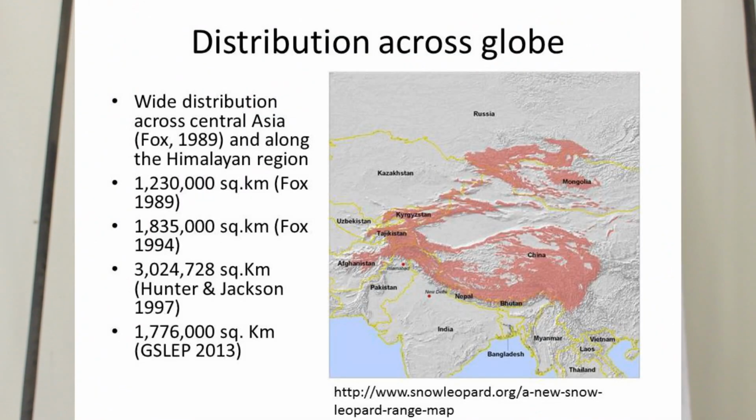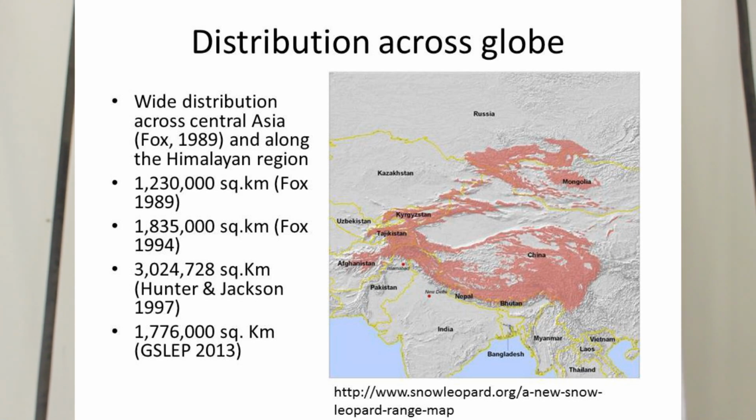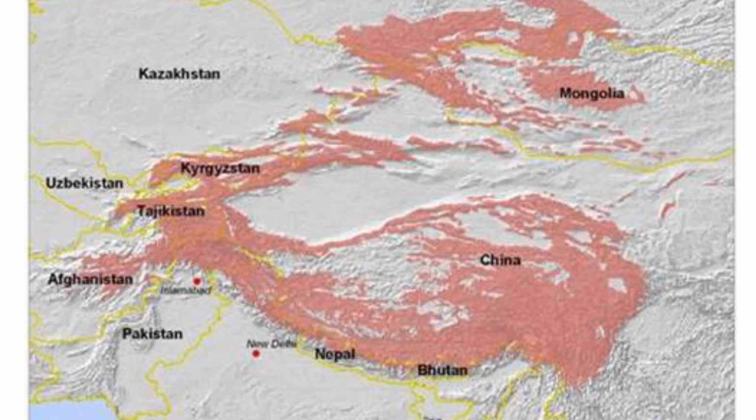The range of the snow leopard extends from the Himalaya in the south, across the Qinghai Tibet Plateau and mountains of Central Asia to the mountains of Southern Siberia in the north. It occurs in 12 countries such as Afghanistan, Bhutan, China, India, Kazakhstan, Kyrgyzstan, Mongolia, Nepal, Pakistan, Russia, Tajikistan and Uzbekistan. A small area of potential range occurs in northern Myanmar, but recent snow leopard presence has not been confirmed.